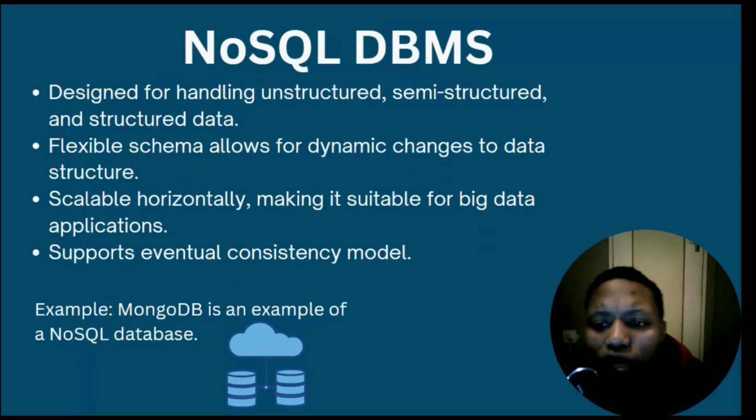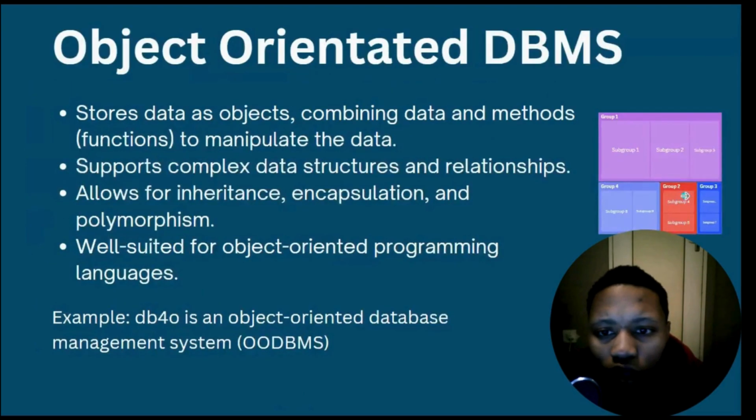NoSQL database management system. This is designed for handling unstructured, semi-structured, and structured data. Flexible schema allows for dynamic changes to data structure. Scalable horizontally, making it suitable for big data applications. Supports eventual consistency model. Example: MongoDB is an example of a NoSQL database.